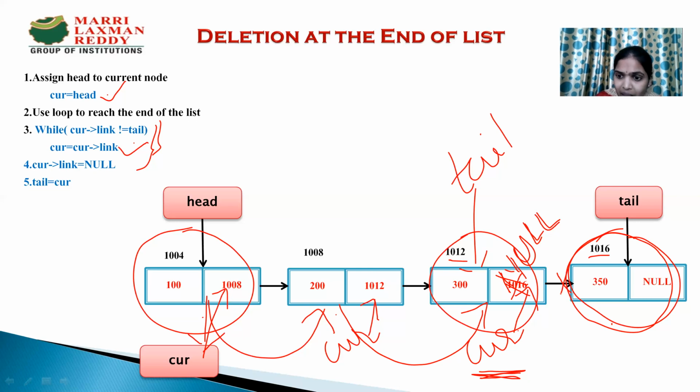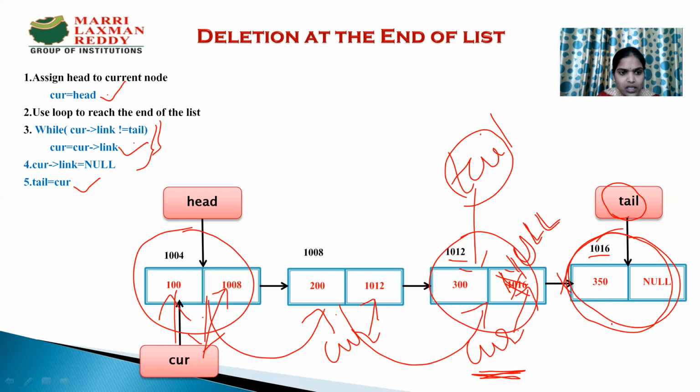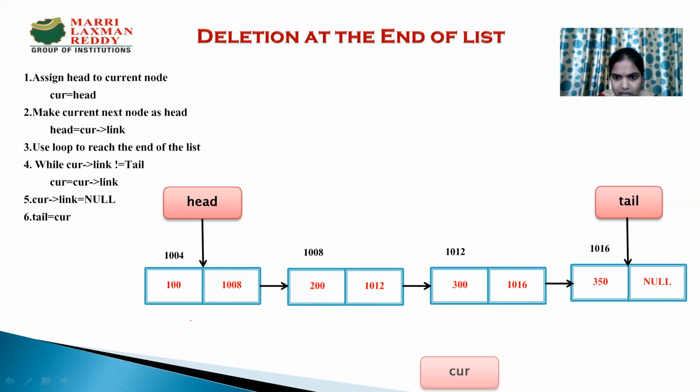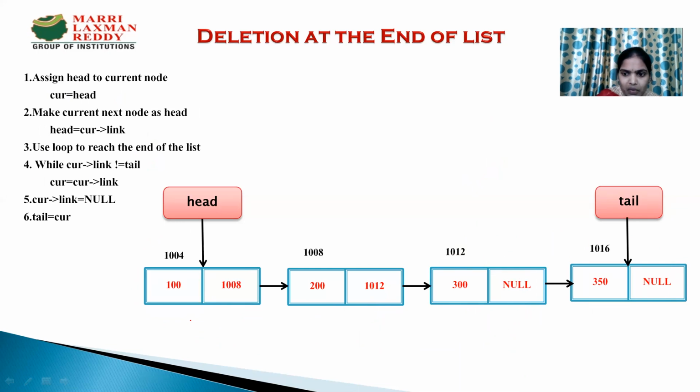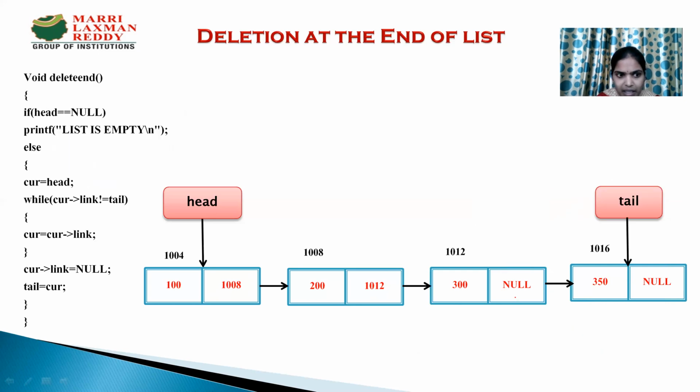But before that, I have to make the tail the last but one node. For that, I'm using this statement, tail equals current. See how it happens. This is the actual list. After the first step, initially the current node was here. In the next step, the current is moving to this place. Again, it is moving to this place. Again, I'm making this null, and now this is the current node, and this becomes the tail node. And at last, I will be deleting this node.